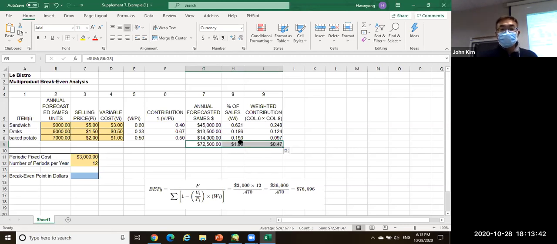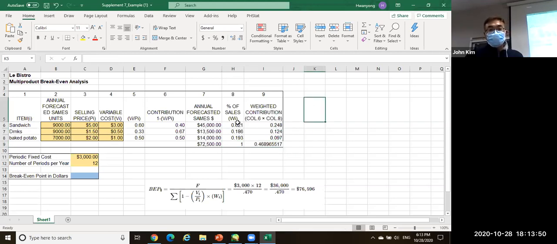This one is not a dollar. So the weight, percentage of sales, total should be 1. This is right. And this one, okay, 3 decimal points. The textbook uses calculation and then rounds up to 0.47, but this one is 0.469.